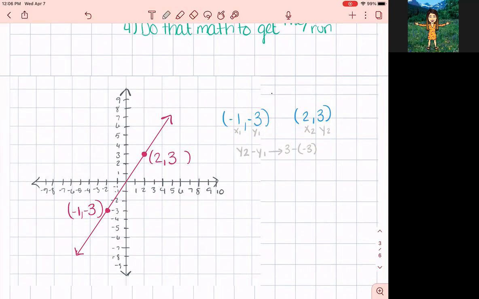And then we need to find the bottom of your fraction and make that x2 minus x1. So from my coordinates above, x2 is that 2, so 2, and x1 is that -1. So that becomes 2 minus -1. So that was step 2 and 3.